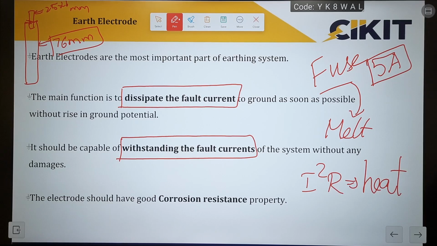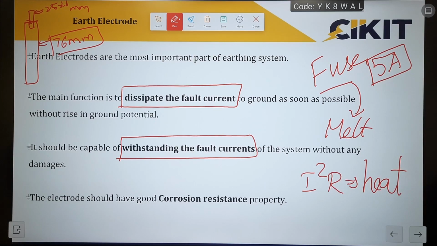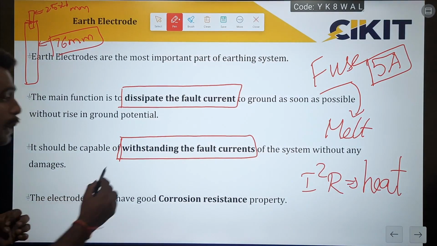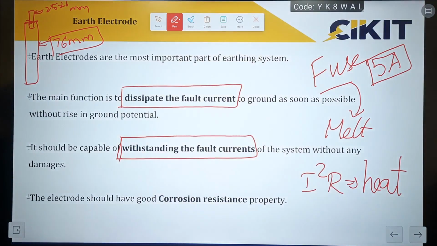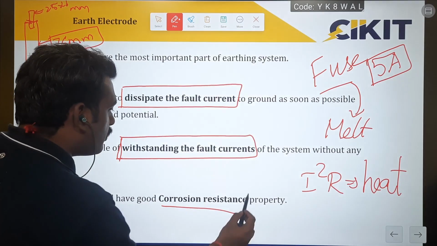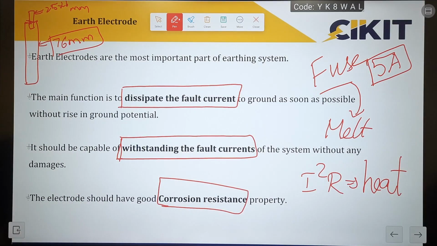So while selecting this conductor, we should check the current carrying capacity and we should use the proper material. The conductors which we use for earthing should be able to withstand the fault current without getting any damage. If the terminal itself gets broken, then the current won't pass through this pipe and the current won't be discharged. So the proper sizing should be made. And since we are using it directly on the ground, the corrosion resistance property of the material should be checked. It should have good corrosion resistance property.